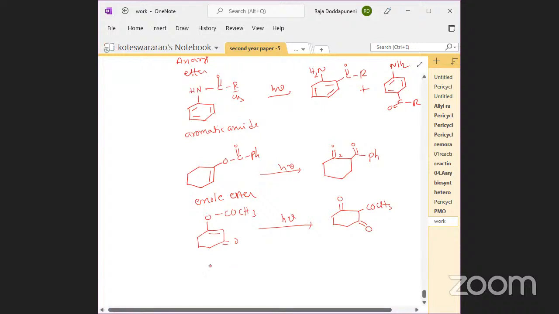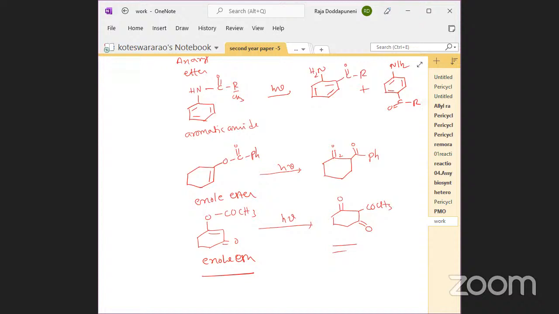This is an enol ester. This is also one enol ester. This enol ester generates this kind of rearrangement product. Both ortho positions are blocked. Now there is steric hindrance created for the para position. Due to that reason, this acyl radical is not shifted to the para position. Only the ortho substituted product is generated.